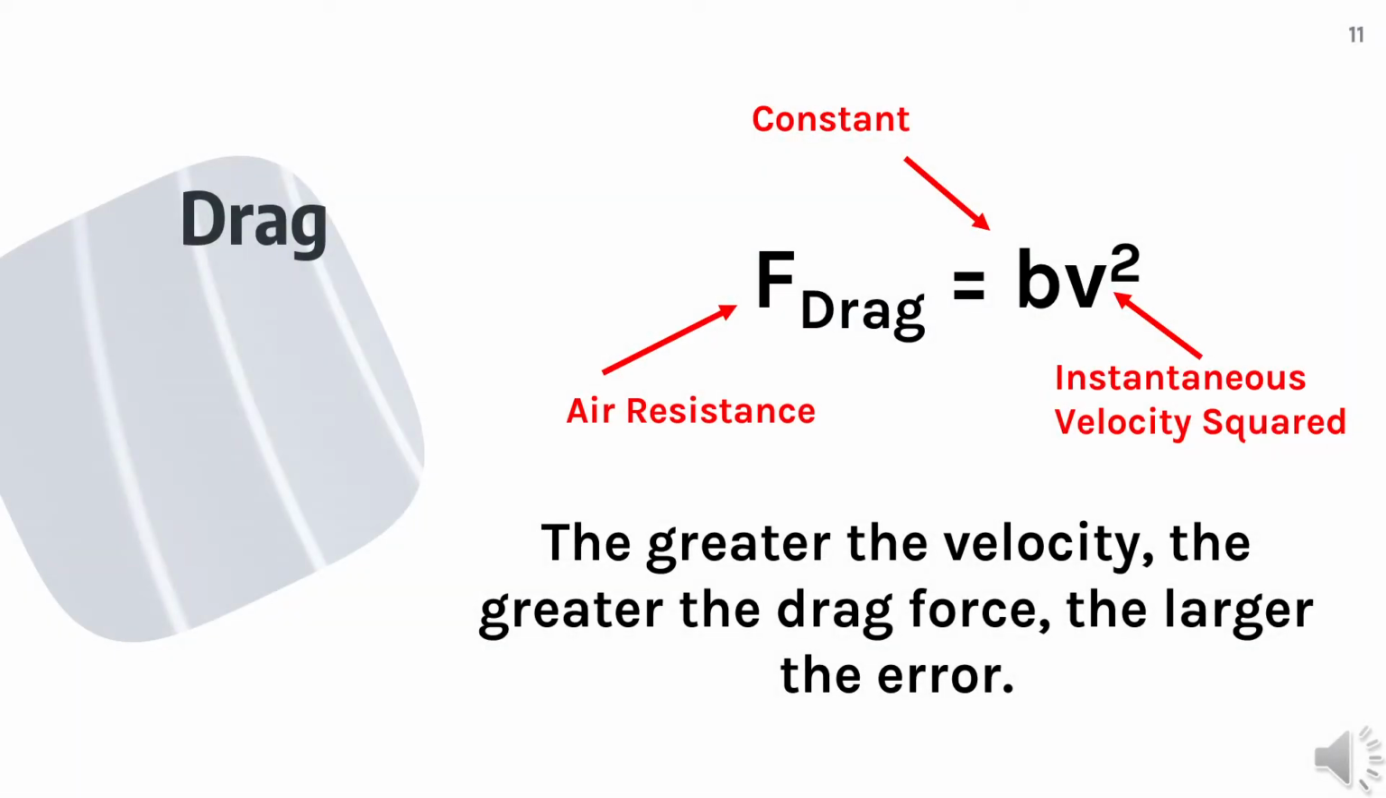The formula for drag we will be using for this lab is represented by the equation, the force of drag equals the drag coefficient times the instantaneous velocity squared. This will work well for our model since near the end of the clip, the velocity was larger than in the beginning. This means that the greater the velocity, the greater the drag force, so by not accounting for it, there should be a larger error like we found. Let's work on calculating the unknown coefficient b.